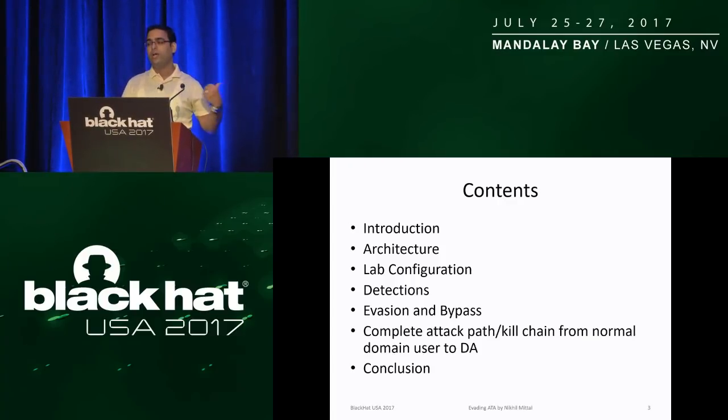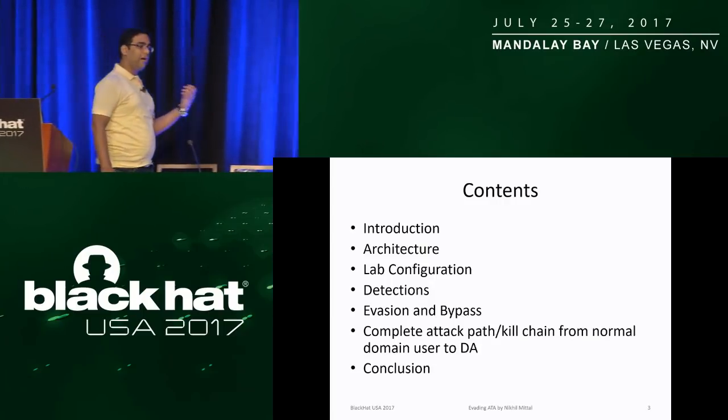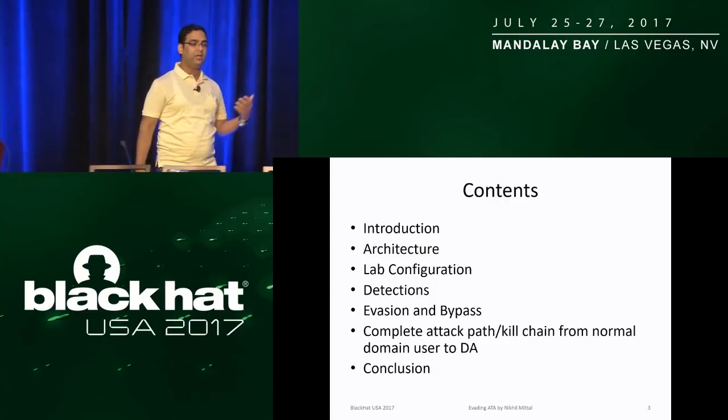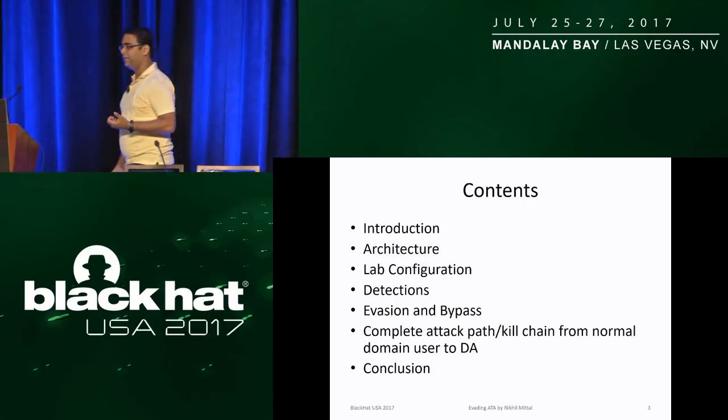Then we'll move on and see how, as a good attacker, it is possible to bypass ATA for headline attacks, and useful ones as well, like Overpass-the-Hash, golden tickets, etc. How is it possible to use them and still not get detected?